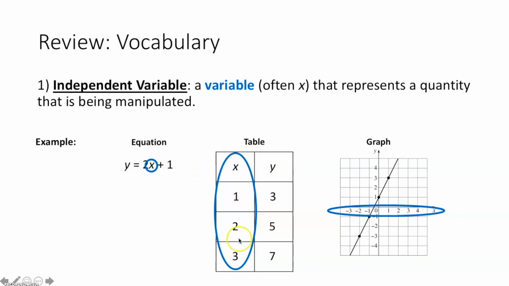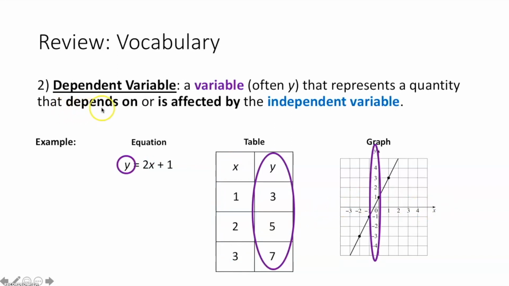Here in our table, the left column is usually going to be your independent variable, whereas the right column is usually going to be your dependent variable. In a graph, the independent variable is usually your x-axis here. Now, the dependent variable, we kind of just mentioned this.